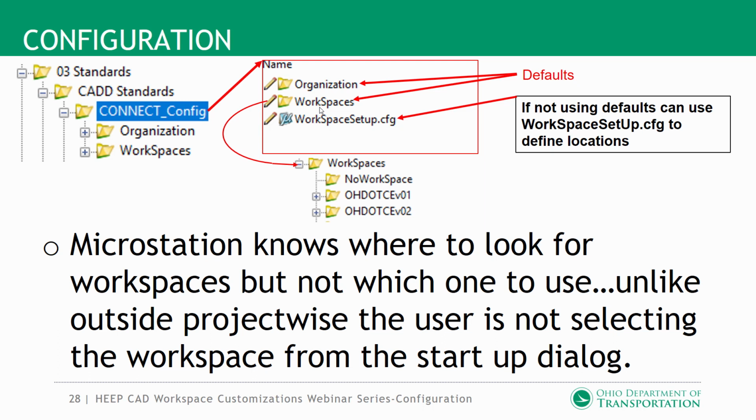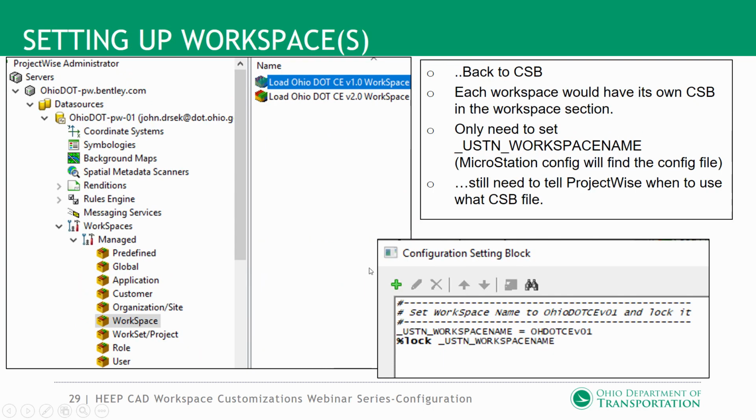So right now we know where the workspaces are. The configuration could find it because that's the default value. If you moved it somewhere else, you obviously would have to set it in the workspace setup. But ultimately at this step, the configuration knows where the workspaces exist. Okay, so how do we set up our workspace for OHDOT?